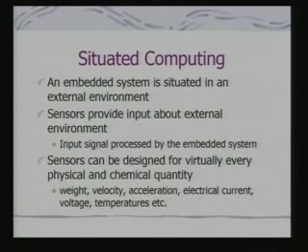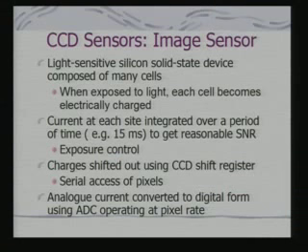Now, sensors can be designed for virtually every physical and chemical quantity, and today there are a variety of sensors available which can be interfaced and used in your embedded systems. All these sensors provide you with a set of discrete values which need to be processed. Although many of these sensors work in the analog domain, I need to convert this data from analog to digital form to do any kind of processing.